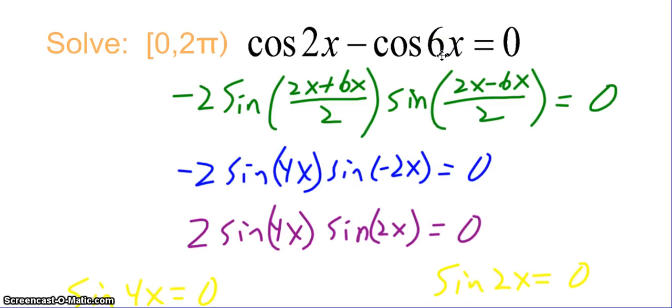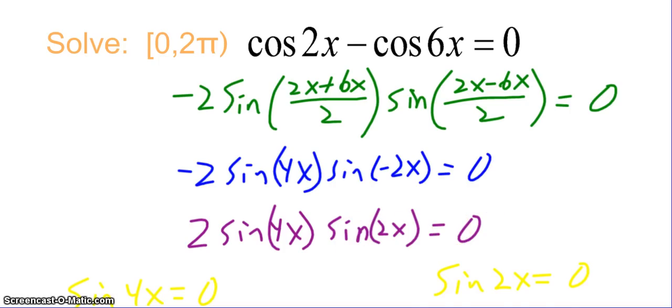Alright, so I can use the sum to product identity, and the cosine of 2x minus cosine of 6x becomes negative 2 sine of (2x plus 6x) over 2 times sine of (2x minus 6x) over 2. Negative 2 sine of (2x plus 6x) over 2 becomes negative 2 sine of 4x. (2x minus 6x) over 2 becomes sine of negative 2x. Sine of negative 2x, using my even-odd identity, I can pull the negative out front, and this whole equation becomes 2 sine of 4x sine of 2x equals 0.